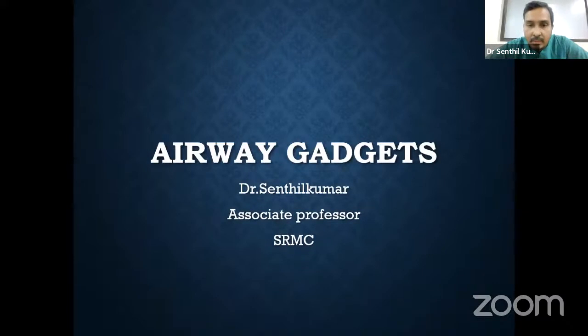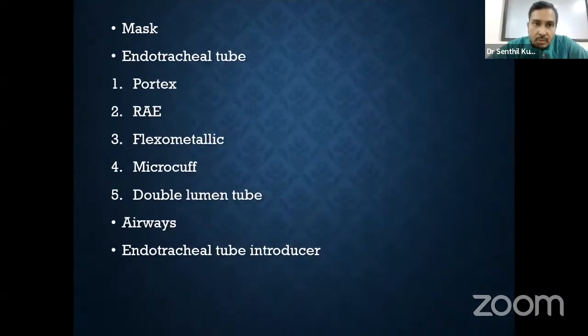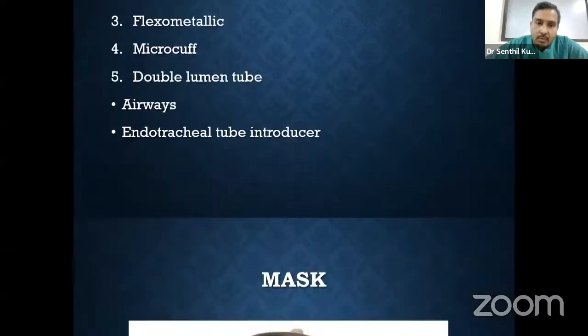To be frank, this 1 hour won't be sufficient for talking about all airway gadgets. As far as possible, I will try to cover the most important, very basic things which are mandatory for postgraduates during exams, as well as some practical tips which will facilitate better utilization of the airway gadgets. In this topic, I'm going to cover the mask, endotracheal tubes, especially the Portex tube, Ray tube, flexometallic tube, microcuff tube, double lumen tube, airways, and the endotracheal tube introducer, that is the bougie. So let us see one by one.